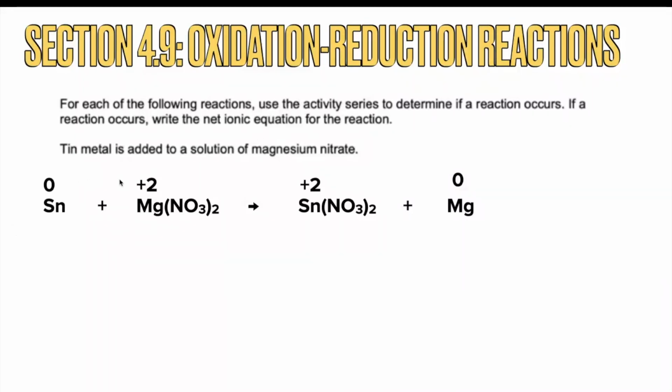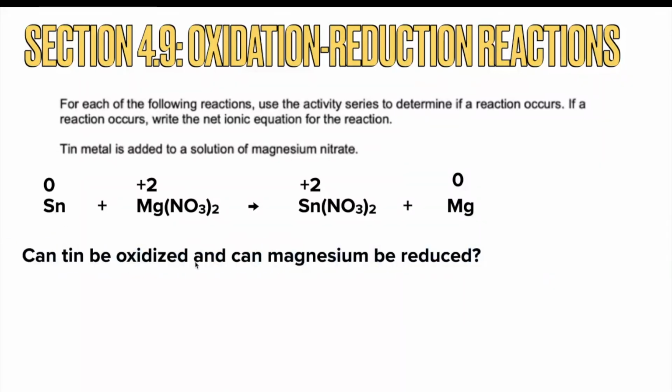And so here I have a metal replacing another. And so here's the important part. Which one's being oxidized and which one's being reduced? Can tin be oxidized and magnesium be reduced? So tin is being oxidized because it's going from 0 to +2. Magnesium is +2 to 0.